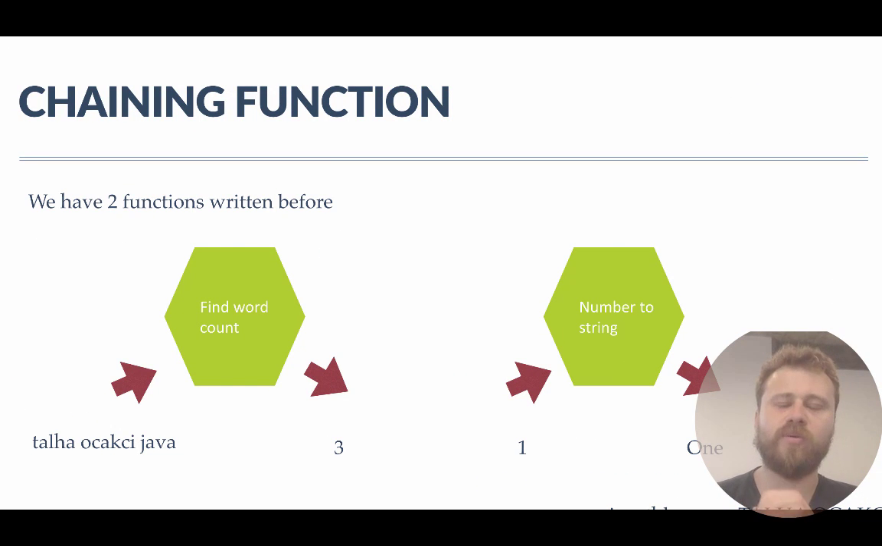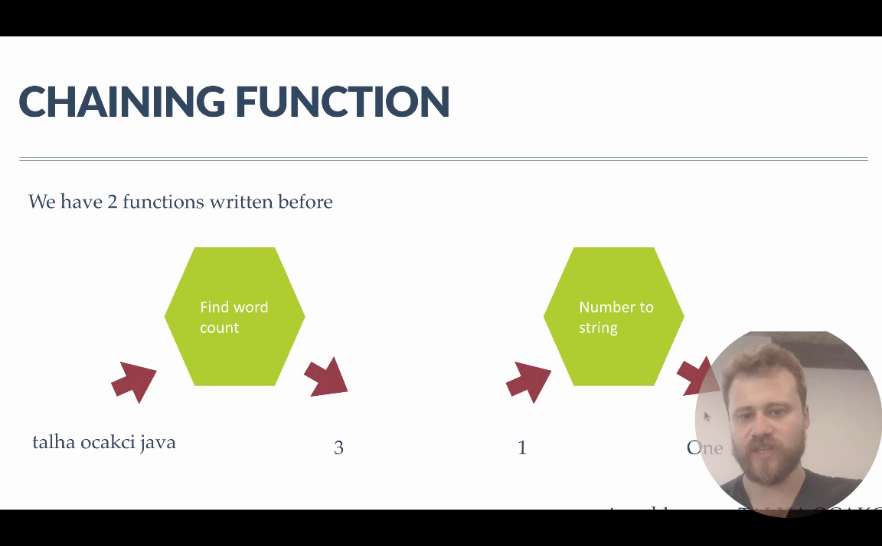Okay, let's talk about chaining the functions. Chaining means that the second function will use the outputs of the first function as input. So let me schematize this. Our first function is find word count. This function gets a text and returns an integer. So it gets a sentence, finds the words inside it and returns the word count, and it's 3.